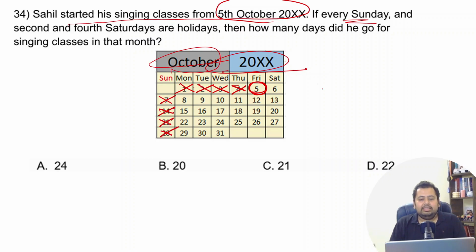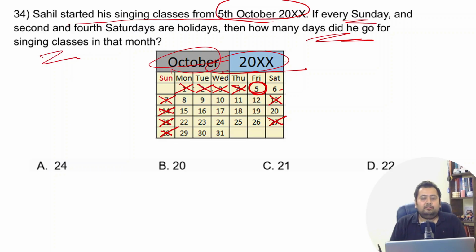And we know second Saturday, right? So, this is the first Saturday. This is second Saturday, correct? This is third Saturday. He's going to class that day. 27th, that is fourth Saturday, is again a holiday. How many days did he go singing in that month, right?